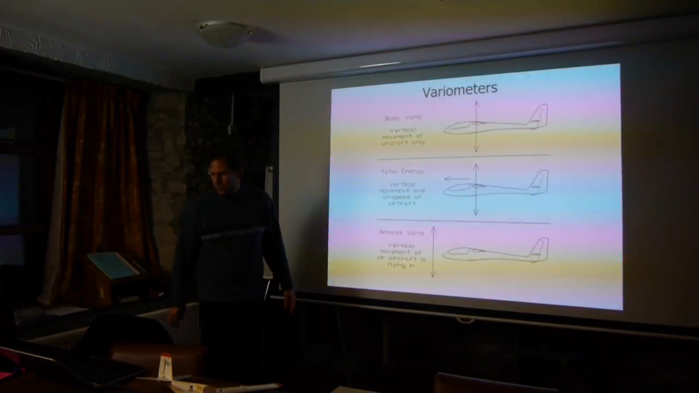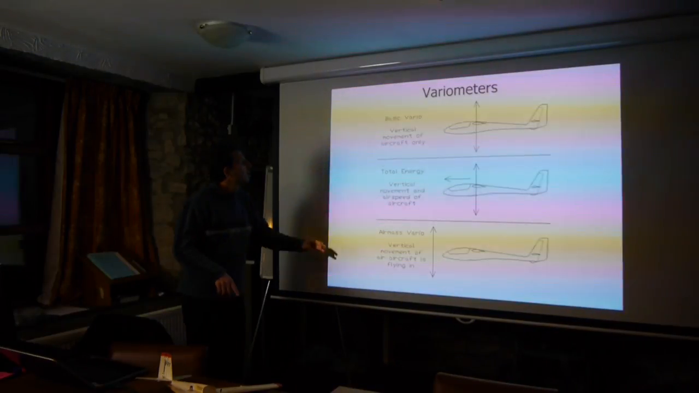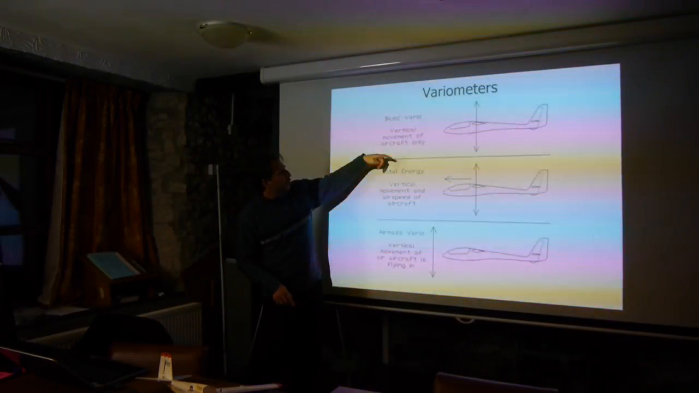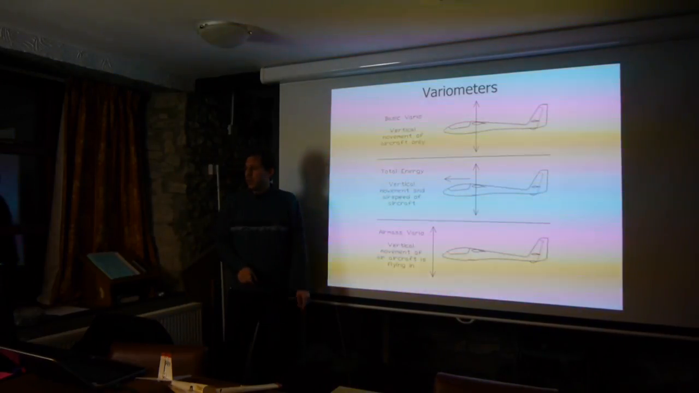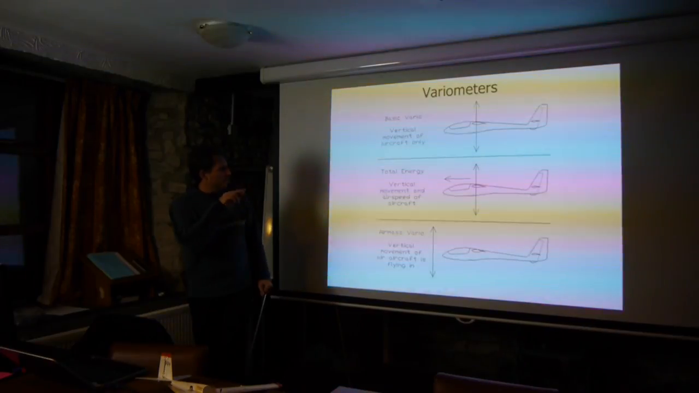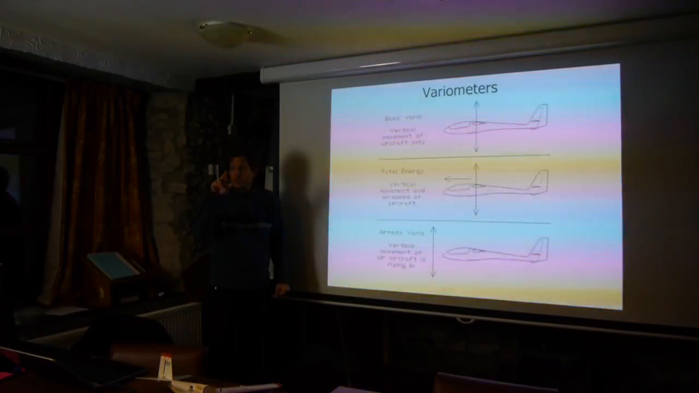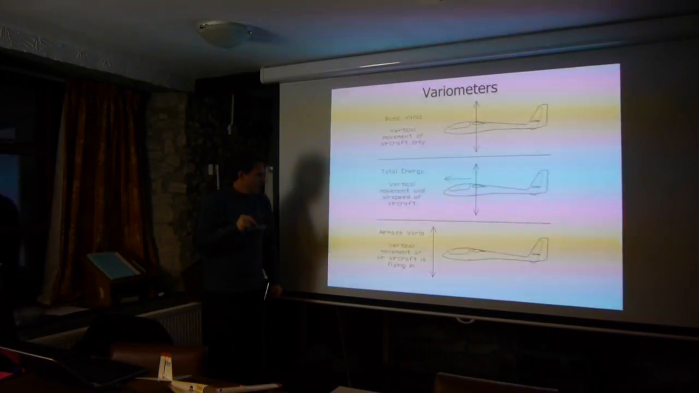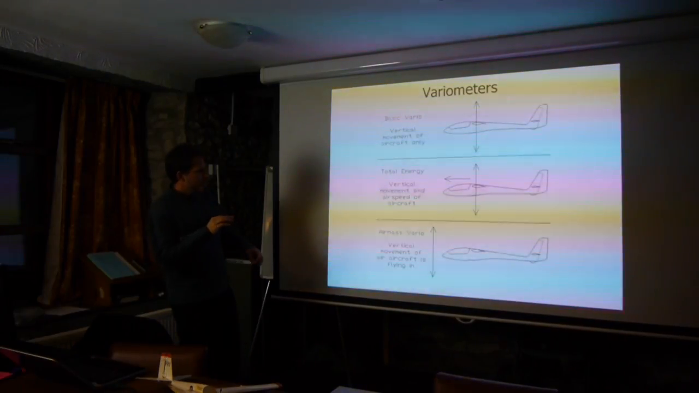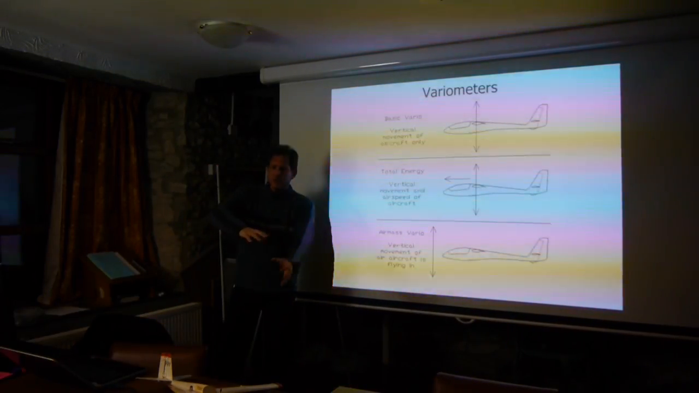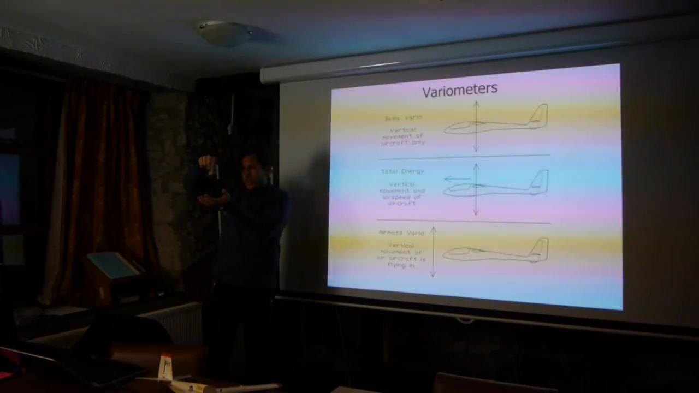Slides are a little bit out of order, I need to change the order. Your basic vario just tells you if you're going up or down. The total energy vario, the one that measures the speed at the same time, tells you the vertical movement of the aircraft, taking into account the speed, i.e. the energy. And then the air mass vario tells you the vertical movement of the air mass the aircraft is flying in. If the air mass is going up, the air mass vario will tell you if you're going up or down in that air mass.